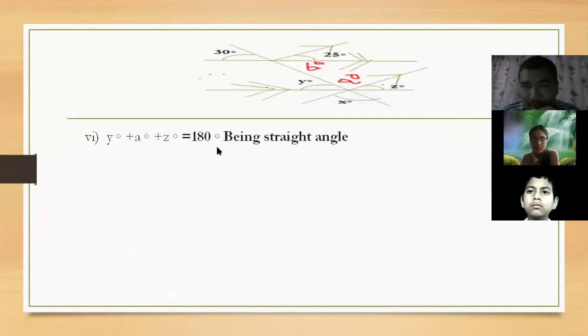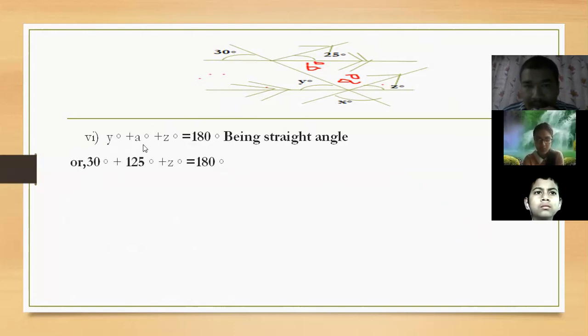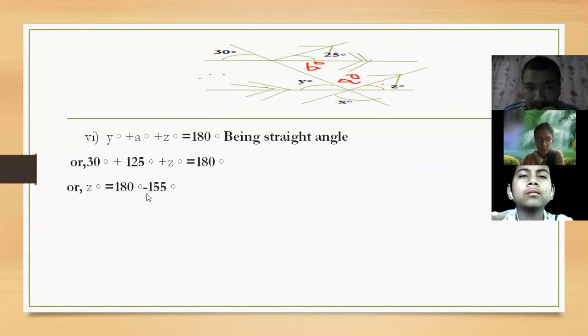Okay, look here, I am solving another one. When we add Y degree, A degree and Z degree, you will have 180 degree, because they will form a straight angle. Y value we have already, and A degree also we have already. We don't have Z degree. This 30 degree and 125 degree added will be 155, and it will be subtracted from 180. The answer of Z degree will come 25 degree.